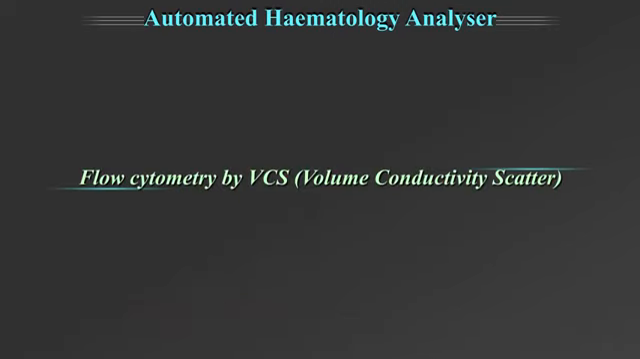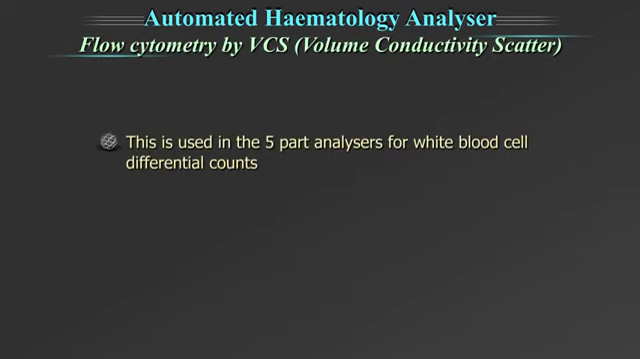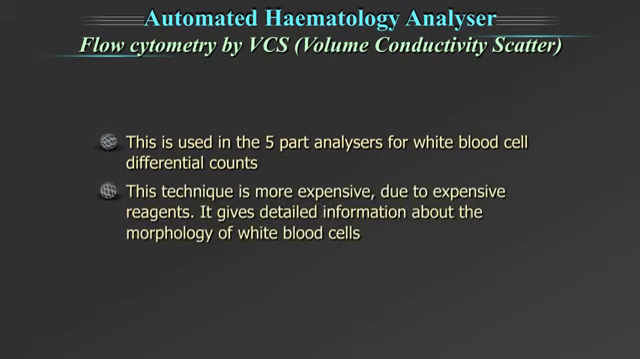Flow cytometry by volume conductivity scatter or fluorescent flow cytometry. This is used in the five-part analyzer for white blood cell differential counts. This technique is more expensive due to the expensive reagents. It gives detailed information about the morphology of white blood cells.